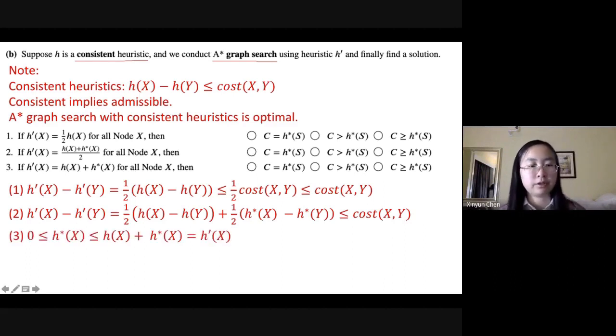For the third heuristic, previously we showed that this heuristic is already not admissible because it could be greater than h star. So here it is also not consistent. So the answers are that for conditions 1 and 2, the optimal solutions don't change, and for condition 3, the cost of the solution found by this search algorithm will be greater than or equal to h star.